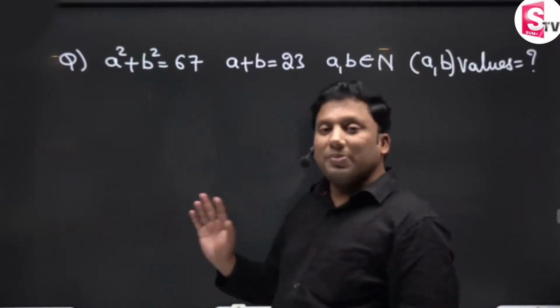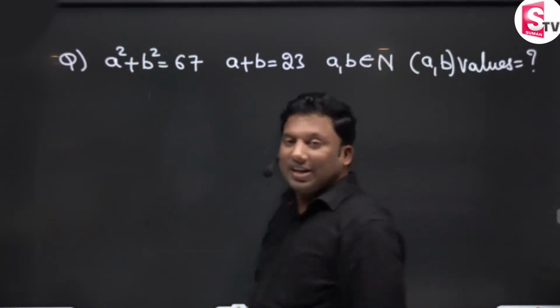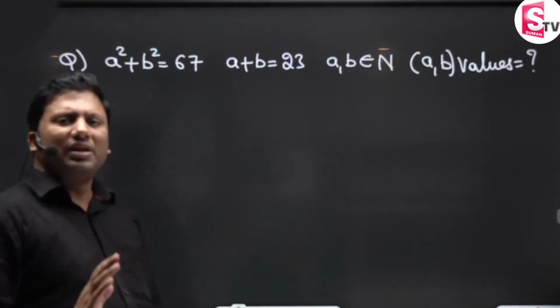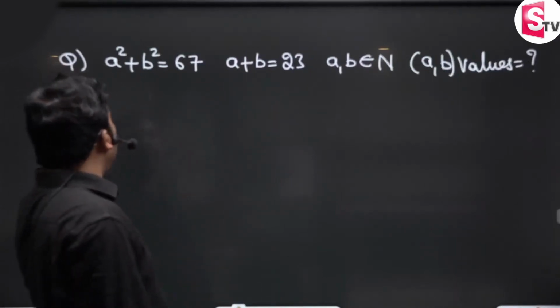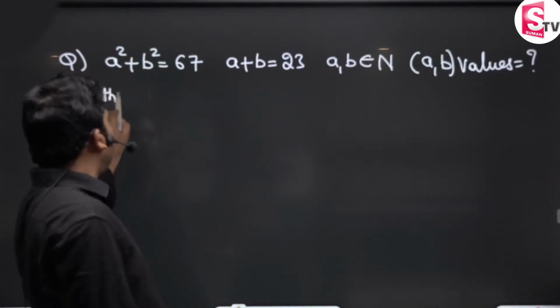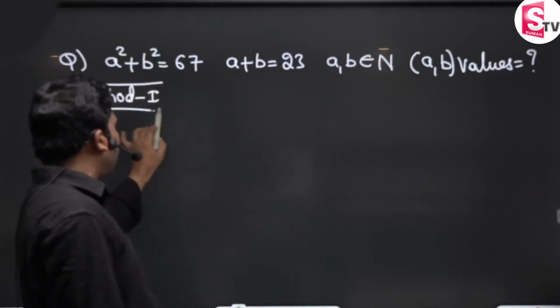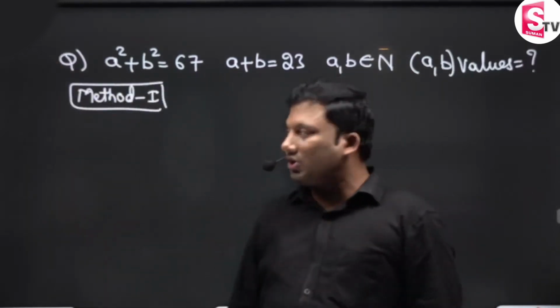a square plus b square equivalent to 67, a plus b equivalent to 23, a and b are natural numbers. How many values will a, b take? There is a reason why I specified this question, because I used the word substitution.